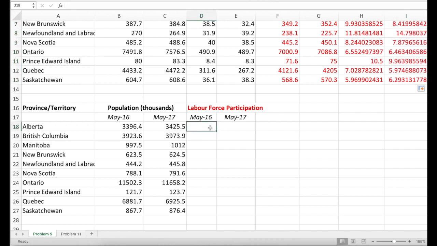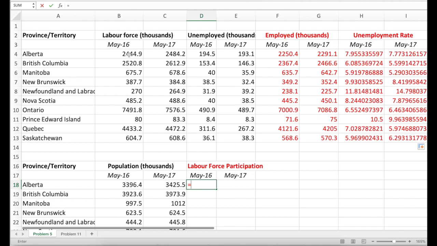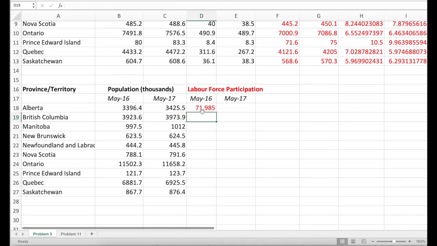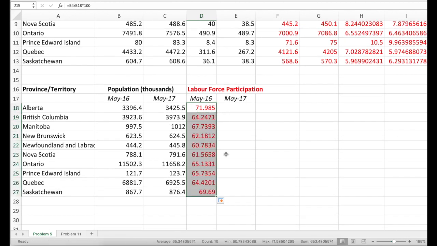So for that, for Alberta, for example, again, we need the people in the labor force. This is the number. I divide that by how many adult people there are in Alberta at that time, times 100, which will give me the labor force participation rate. So again, I'm going to just copy and paste this formula to get it for the other provinces as well.